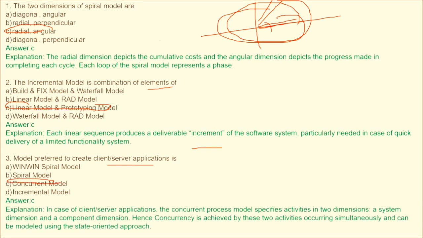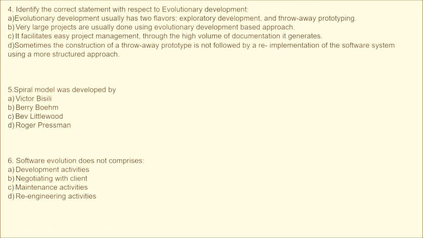Why? Because in case of client-server applications, the concurrent process model specifies activities in two dimensions, a system dimension and a component dimension. Hence, concurrency is achieved by these two activities occurring simultaneously and can be modeled using the state-oriented approach. Next, identify the correct statement with respect to evolutionary development.